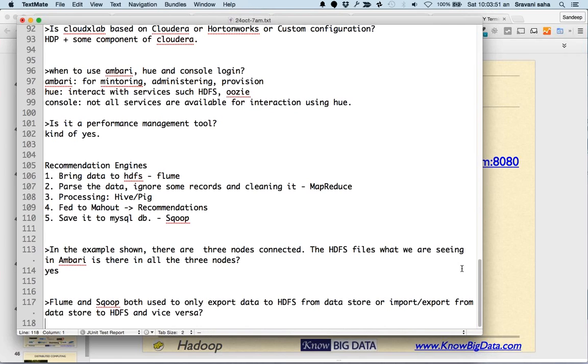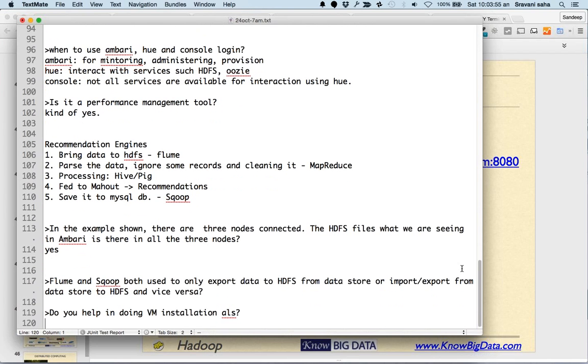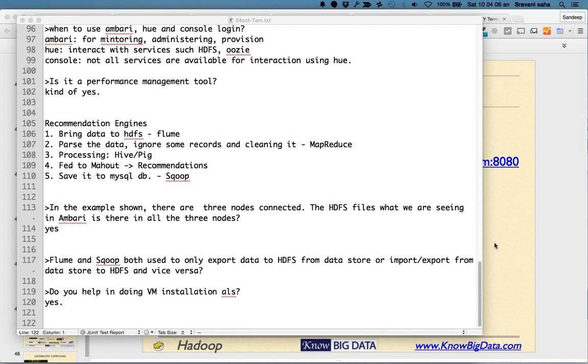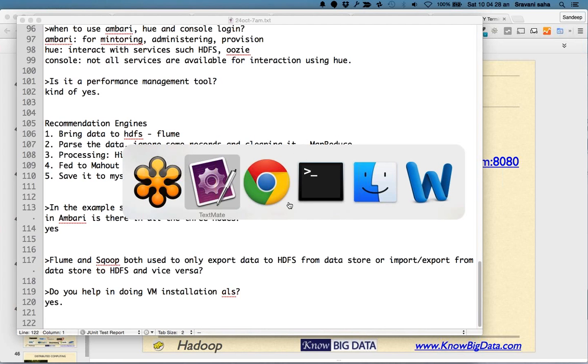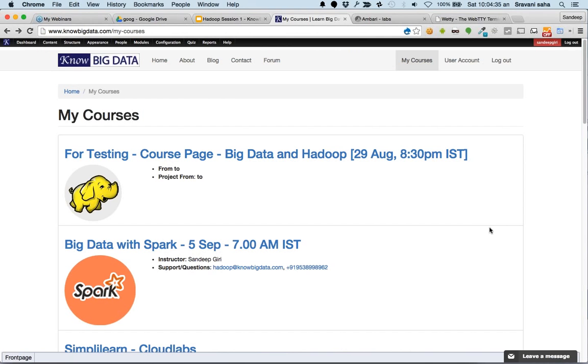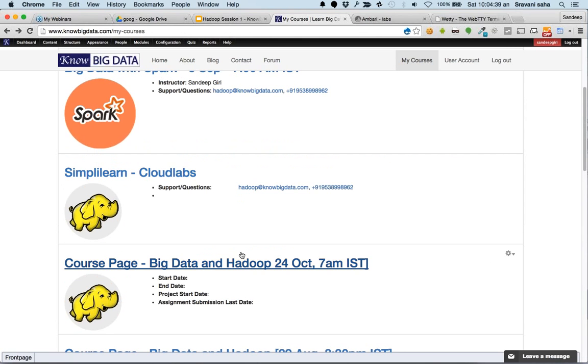Pankaj's question is, do you help in installing VM? Yeah, we can help you definitely. If you get stuck, let us know. But we are not big fans of virtual machines because the learning experience of students is not great with virtual machines. You should generally use the cloud labs because that's how it happens in industry. You generally use centrally stored cloud labs.